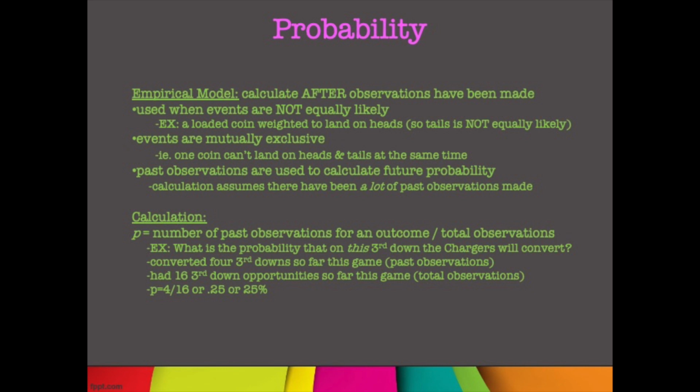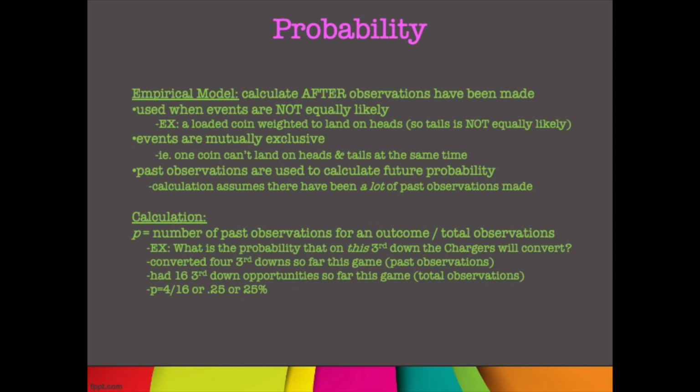So here we go with my Chargers example. What is the probability that on this third down, the Chargers will convert to a first down? So let's say that they have converted 4 third downs so far this game. Those would constitute your past observations. So they've done this event 4 times already in this game. But they've had 16 third down opportunities so far this game. So that's the total observations.